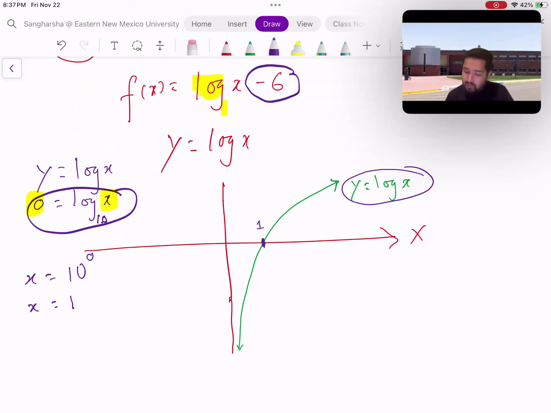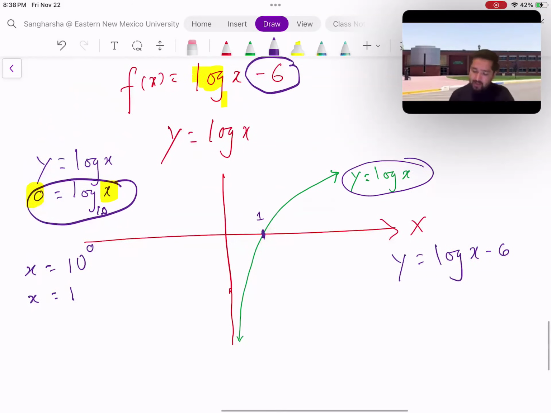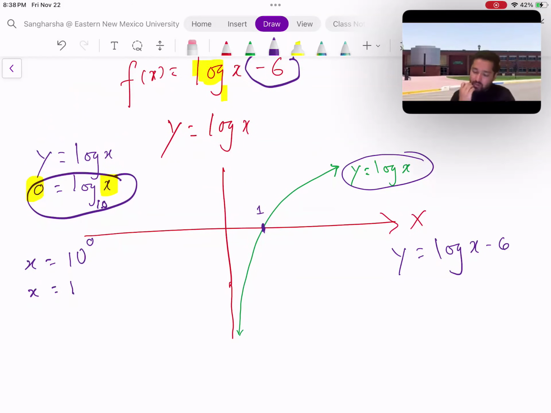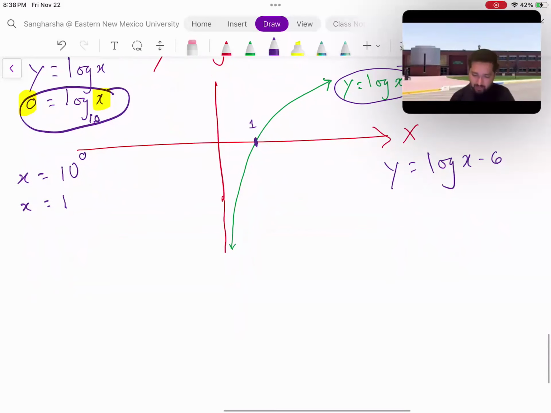Now we need to have a minus 6. So we subtract 6 from this function. So we have y equals log of x minus 6. Now what does it mean to subtract from a function? If we subtract any number from a function, it means we are shifting our graph vertically down by 6 units. So -1, -2, -3, -4, -5, -6. You use this as a reference point. So we are here, we are shifting 6 units down. So this is 1, 2, 3, 4, 5, 6. So you're going to have this point over here.